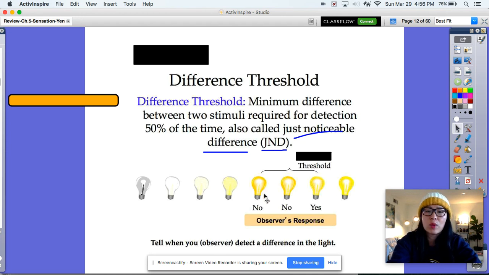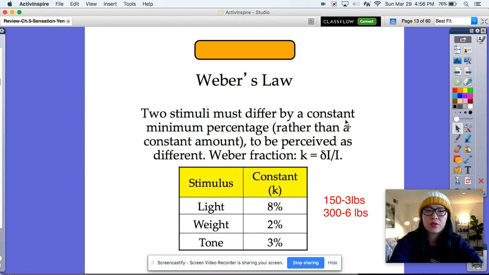So this one is, at what point do you notice a difference between the two yellows? Or at which point do you notice that one drink has more sugar than the other? At what point do you notice a different shade of blue versus this other light blue? Whatever point you notice a difference, that is going to be your difference threshold. So Weber's law is saying that it needs to be a minimum percentage rather than a number.